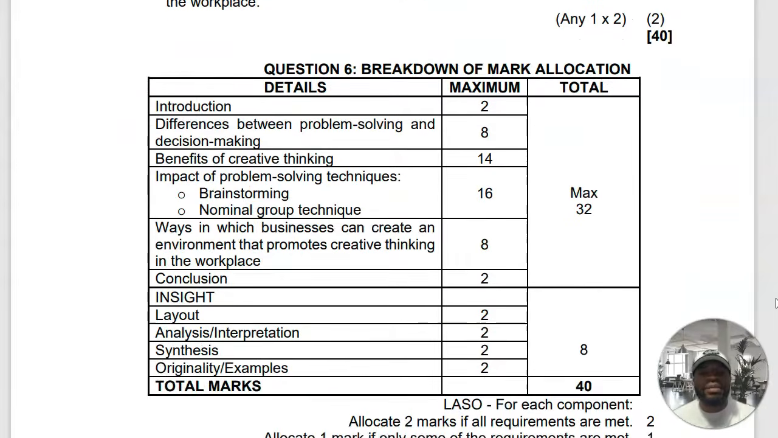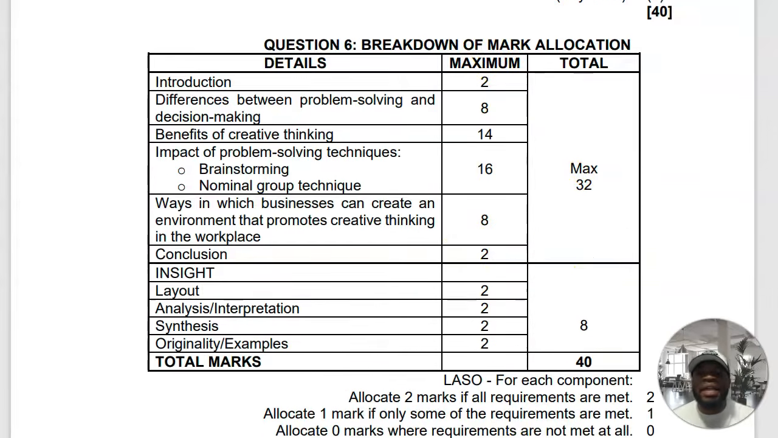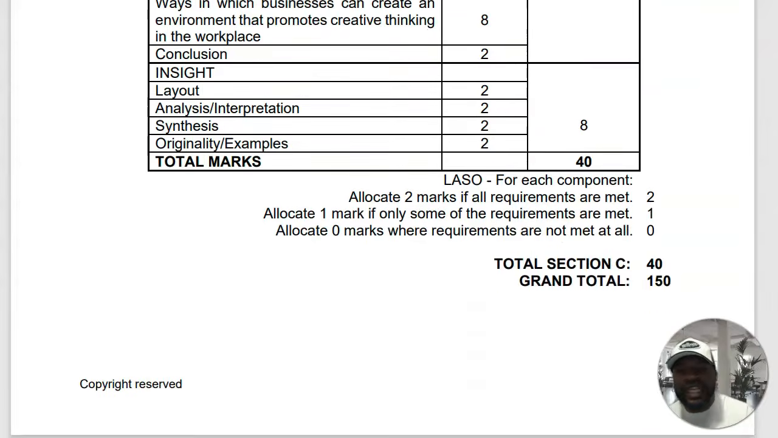So here's the breakdown that I was telling you about. Introduction was 2 marks. Benefits of creative thinking was 14 marks. Differences between problem solving and decision making was 8 marks. Impact of problem solving techniques was 16 marks, which would be 8 for brainstorming, 8 for nominal group technique. Ways in which businesses can create an environment that promotes creative thinking in the workplace would have been 8 marks. All of that gives us 32 marks, and I've already explained how we get the insight.